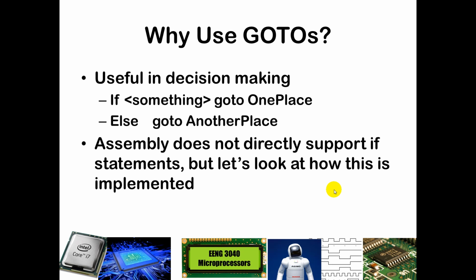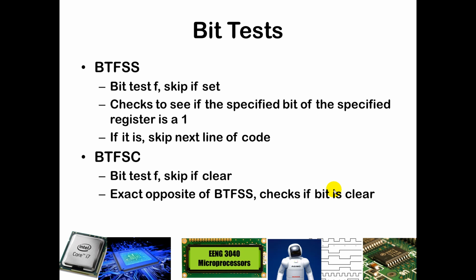So why do we want to use gotos? As I just mentioned, if you have an if statement, if one thing is true, you might want to go to one place, otherwise you want to go to another place. Assembly programming does not natively support if statements. You cannot put if and a condition or else and a condition. And in the next video, and the next set of slides, we're going to talk about how to go about using if statements and developing if statements. So I hope you'll continue on to that next set of slides.